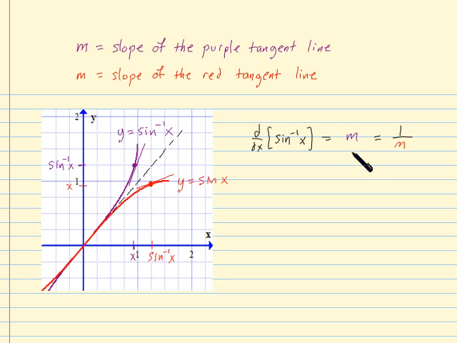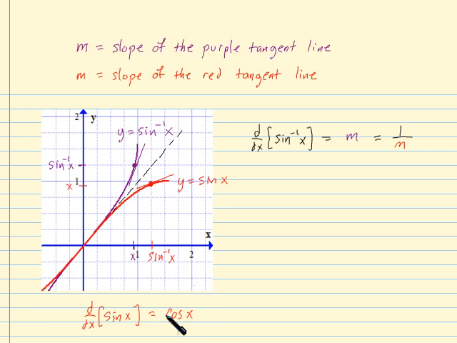Why would I rewrite a purple slope as a reciprocal of a red slope? Well, we know something about the slope of tangent lines to this red curve. This is the curve y equals sine of x. The slopes of tangent lines to y equals sine of x is given by the derivative of sine of x.